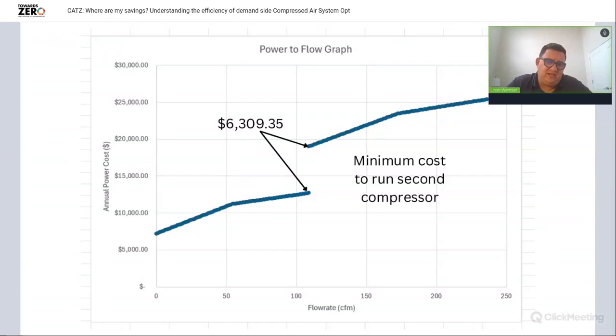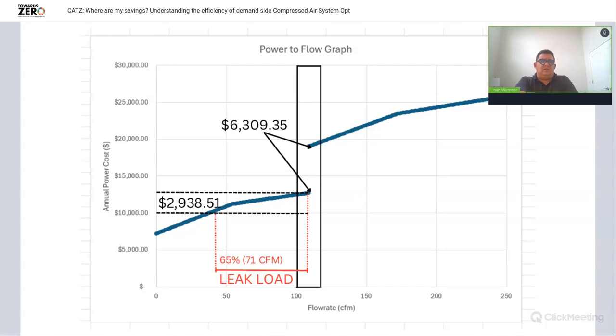We talked about cost savings, but here we have a scenario where at 109 CFM, we could be fully loaded on the one compressor, or we could be fully loaded on one and unloaded on the other. But that unloaded power cost would contribute to another $6,300 a year just running that second compressor unloaded. So maybe we need to look at both. What is the savings potential and what is the avoidance potential?